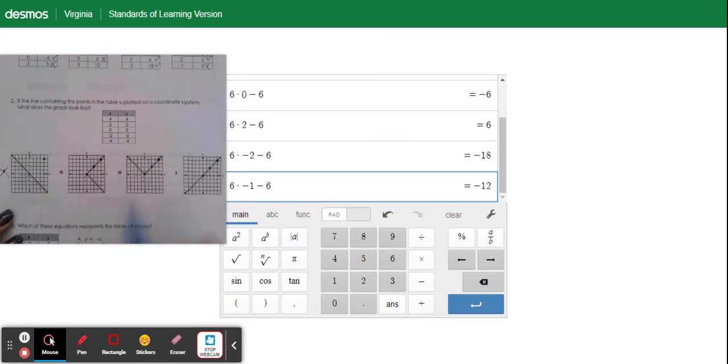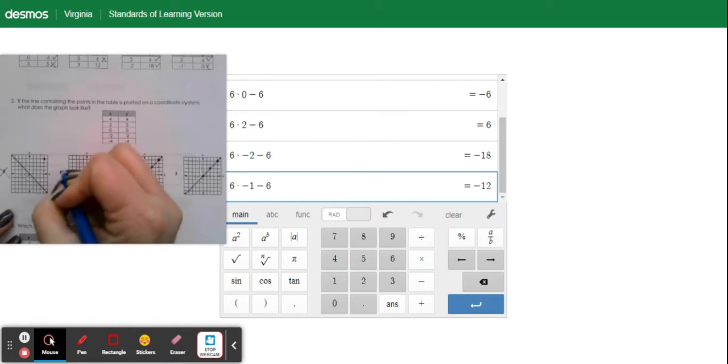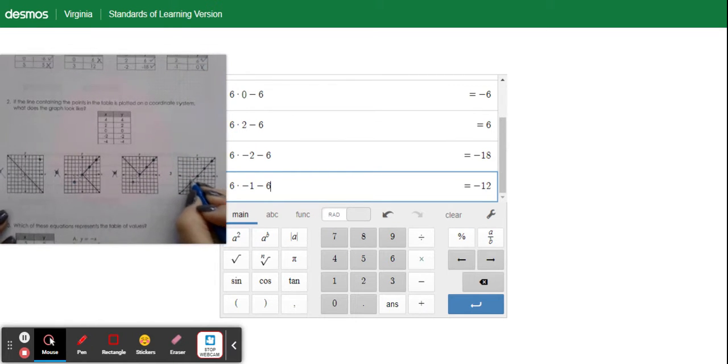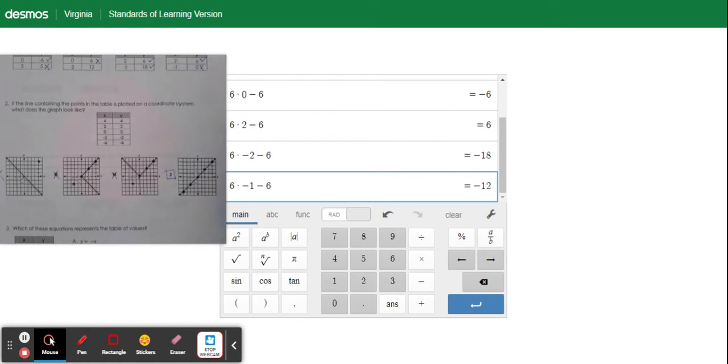Let's look at negative 2, negative 2. So if I'm at 0, negative 1, 2, negative 2, G does not work. H does not work. Here it is, negative 2, negative 2. That works. J is my choice. Alrighty.